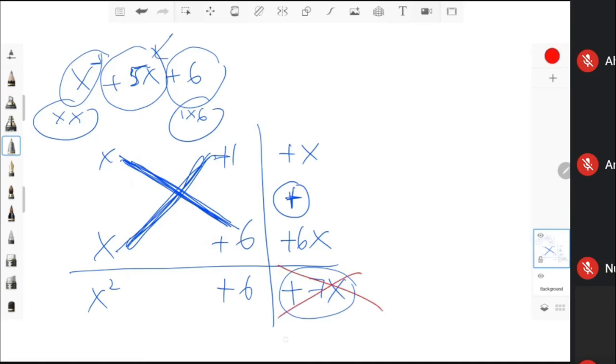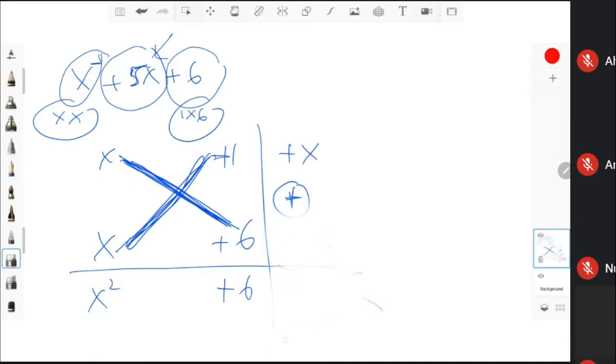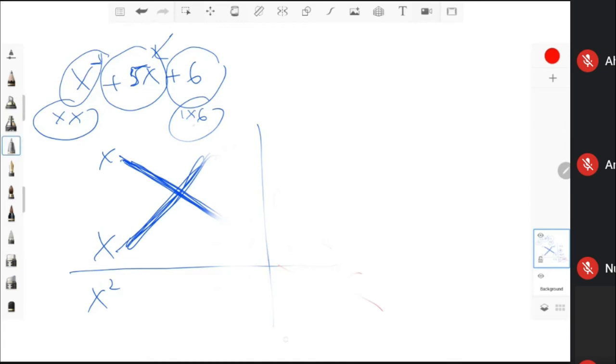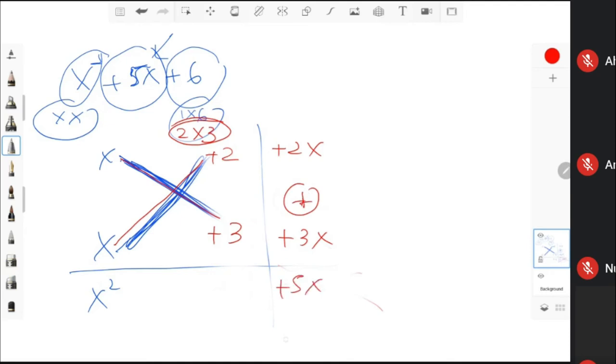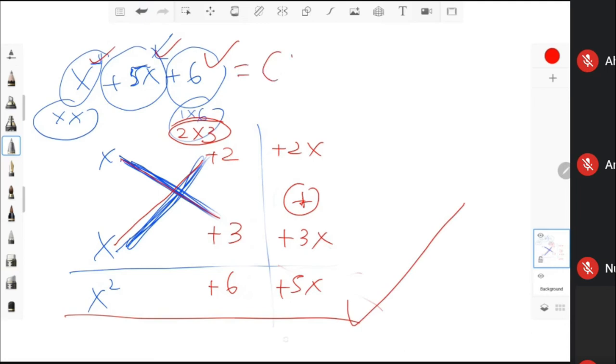So what do we do? We have to change that. We have forgotten that 6, other than 1 times 6, you have another one which is 2 times 3. So we have to choose this. So we fill in the blank, 2 and 3. So this one times here, plus 3x. This one times here, plus 2x. Add up together, oh, it's 5x. And this one will be positive 6. Okay, check. Is it correct? Yes. So the way you do factorization will be x plus 2, x plus 3.